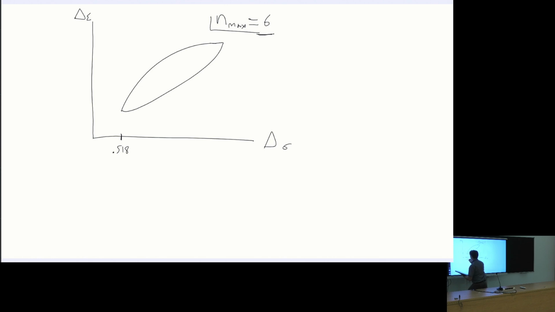At this derivative order, let me tell you how big it is. This is 0.5180. This is 0.5183. This is 1.411. And this is 1.413. So it's small, but it's not errors in the third or fourth decimal places here.